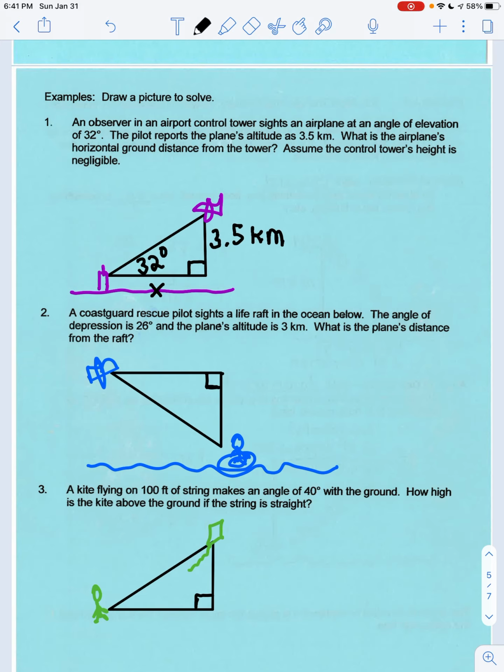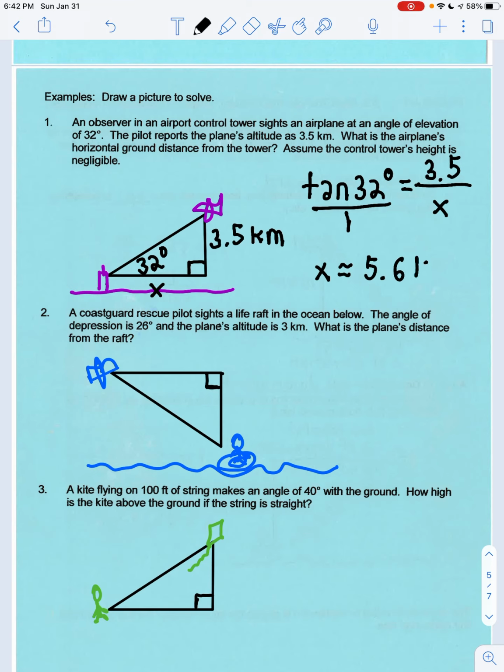Of course, that would be the tangent relationship because the hypotenuse is not involved, and we would write an equation like tangent of 32 degrees equals the opposite side, 3.5, over the adjacent side, which is x. And of course, we could write this as a proportion and solve it. And if you want to, you can. That makes that side about 5.6 kilometers. But I did want you to see that setup.